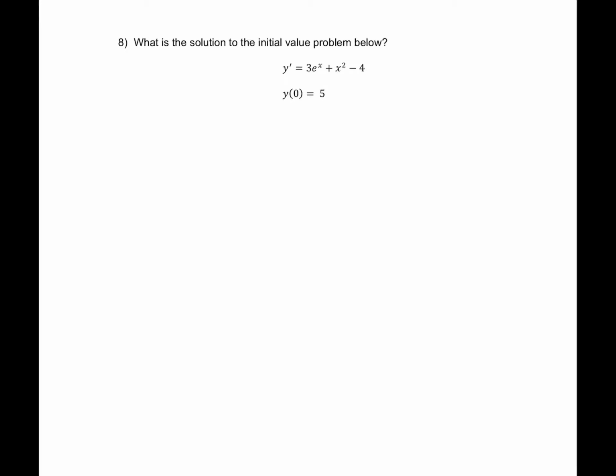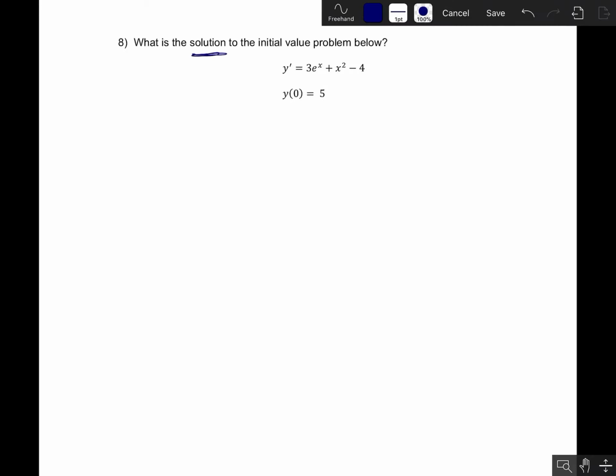So we want the solution to the initial value problem here. Remember that we're looking for the particular solution. We know that because we're given this initial condition, or this initial value. In other words, we won't have an answer that involves C. We'll have the ability to determine C.